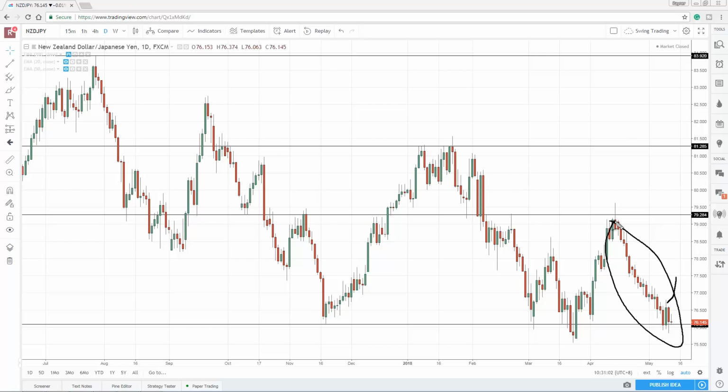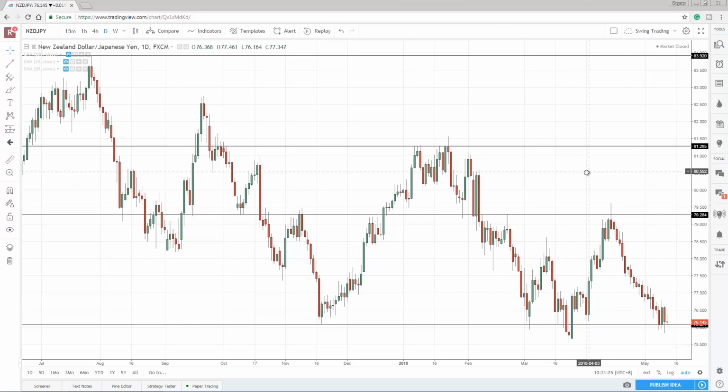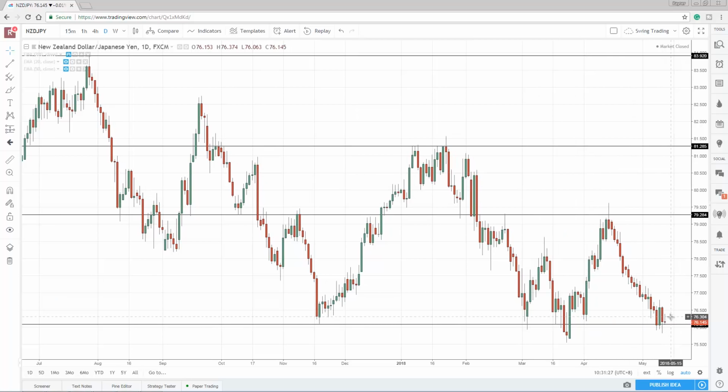Of course, you can use techniques like moving averages and stuff like that. But this is something that I find useful, it works for me, and it's something that I incorporate in my own trading. So this New Zealand yen trade I'm still in, but the moment it breaks and closes above the previous day high, I'll exit the trade.